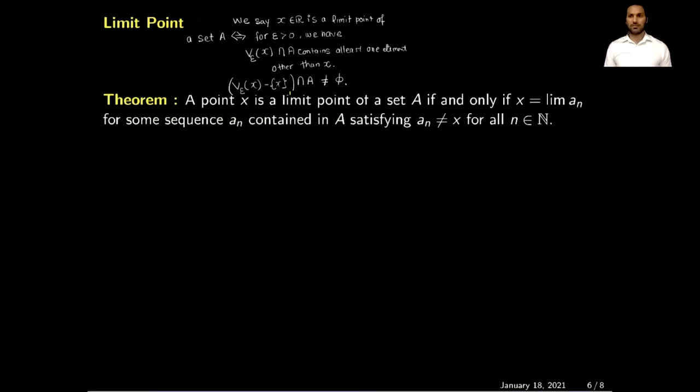Next, we will prove this important result on the limit point of a set. This theorem says that if x is a limit point of a set, then we can find a sequence a_n which converges to this limit point x. That sequence is contained in A, and it has one restriction: all the terms of this sequence must not be equal to x. So let's begin the proof. Since the theorem is an if and only if statement, I have to prove the forward direction and then the backward direction.